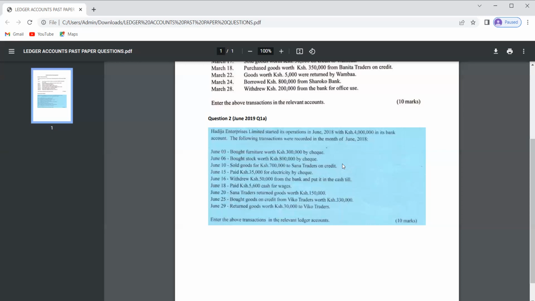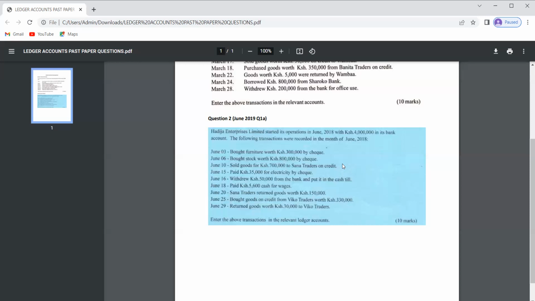On 25th, bought goods on credit from Vico Traders worth 330,000. Bought goods, we don't have to think about it. We debit which account? Purchases. Anytime we buy goods, we debit the purchases account. But this time it is on credit, so we credit the supplier Vico Traders because it's a liability account.